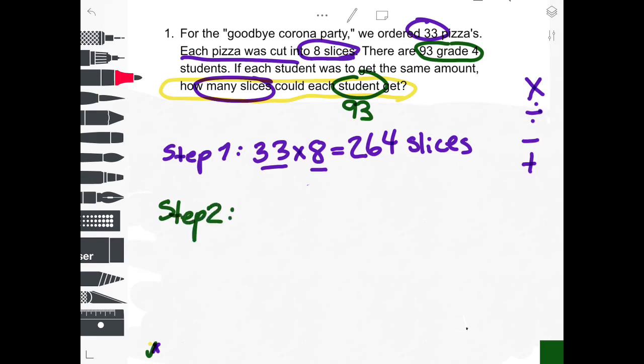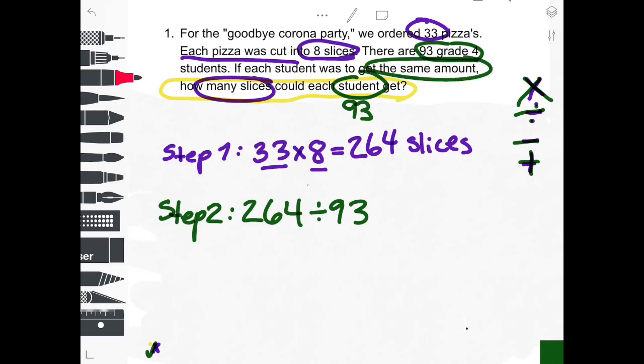So, step 2. I have 264 slices and 93 students. What operation am I going to need? Am I going to need multiplication, division, subtraction, or addition? I'm going to need division because I have 264 slices of pizza and each student gets the same amount. All right, I'm going to use the American way to solve this. So I have 264 divided by 93.